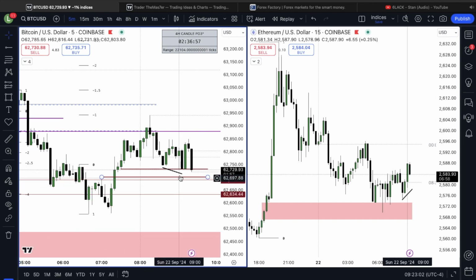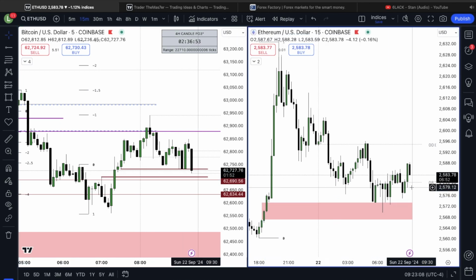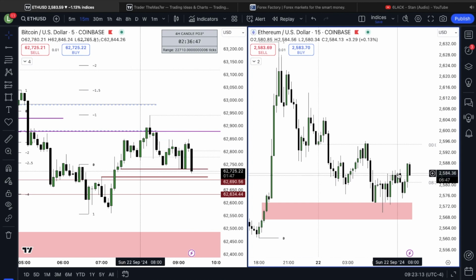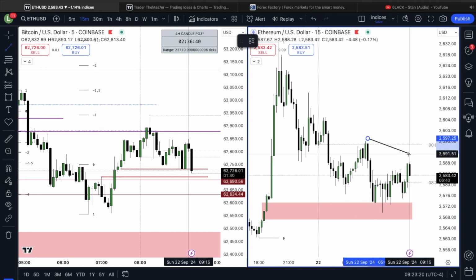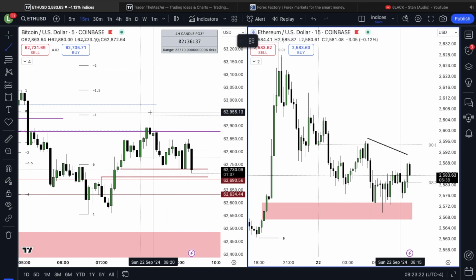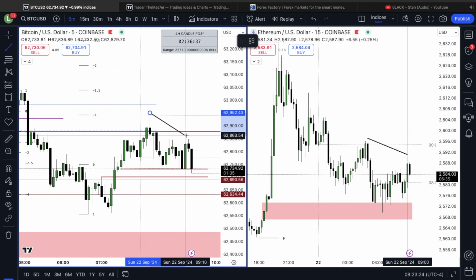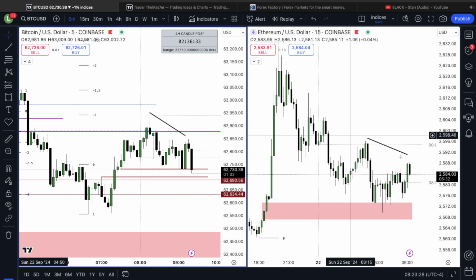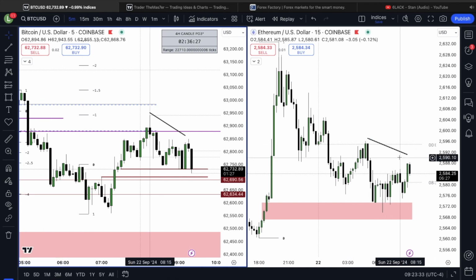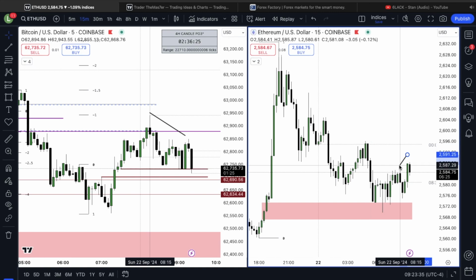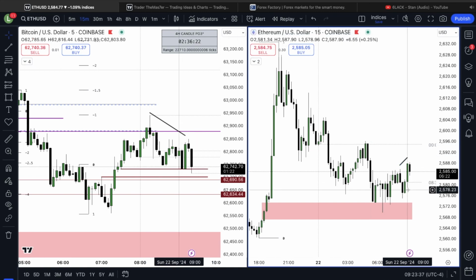Alright, so that SMT on the low did not hold for Bitcoin. I'm just going to take that off now. We do have, no, they both take their highs. Actually, yeah, no, we do have it here on these highs, cracking correlation. Where is it? Here, not there. I mean, this is the 15 minute I'm looking at. That's right. So we have it there.